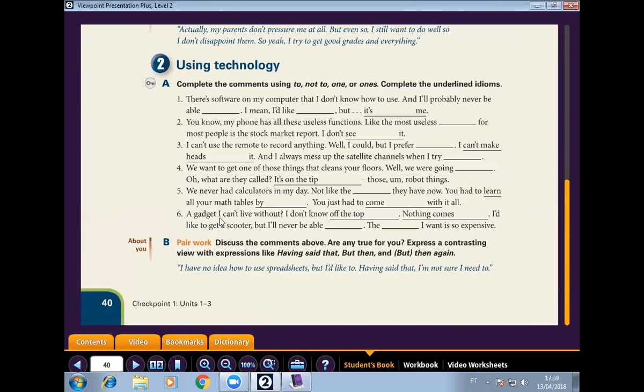Sixth, a gadget I can't live without. I don't know off the top of my head. Nothing comes to mind. I'd like to get a scooter, but I will never be able to. The scooter I want is so expensive.